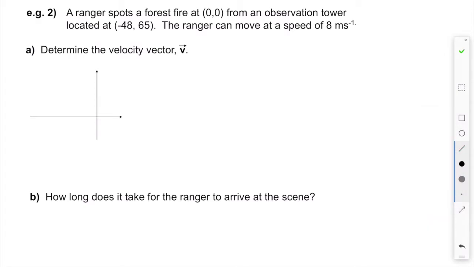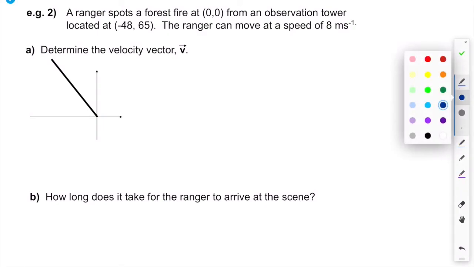Okay, so the fire is at (0, 0) and the ranger is located at (-48, 65), something like that. Let's not draw the scale, so that's fine. And then we are told that the ranger can move along this path, right? So V, let me make this a little bigger because I need it for later.